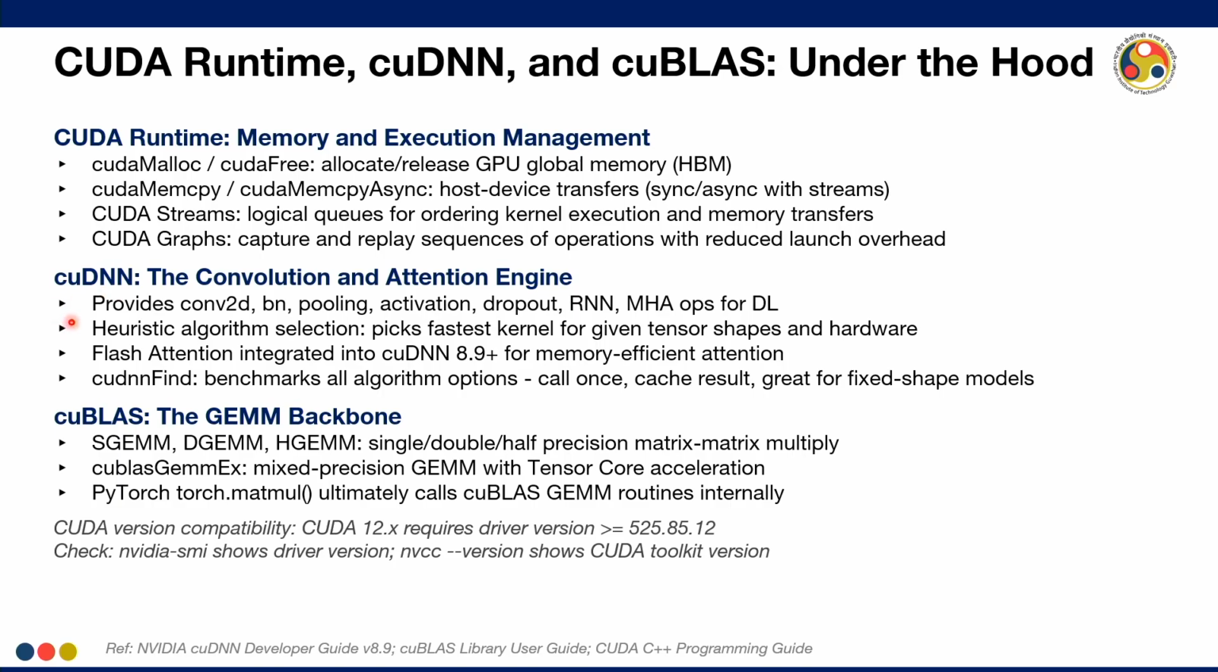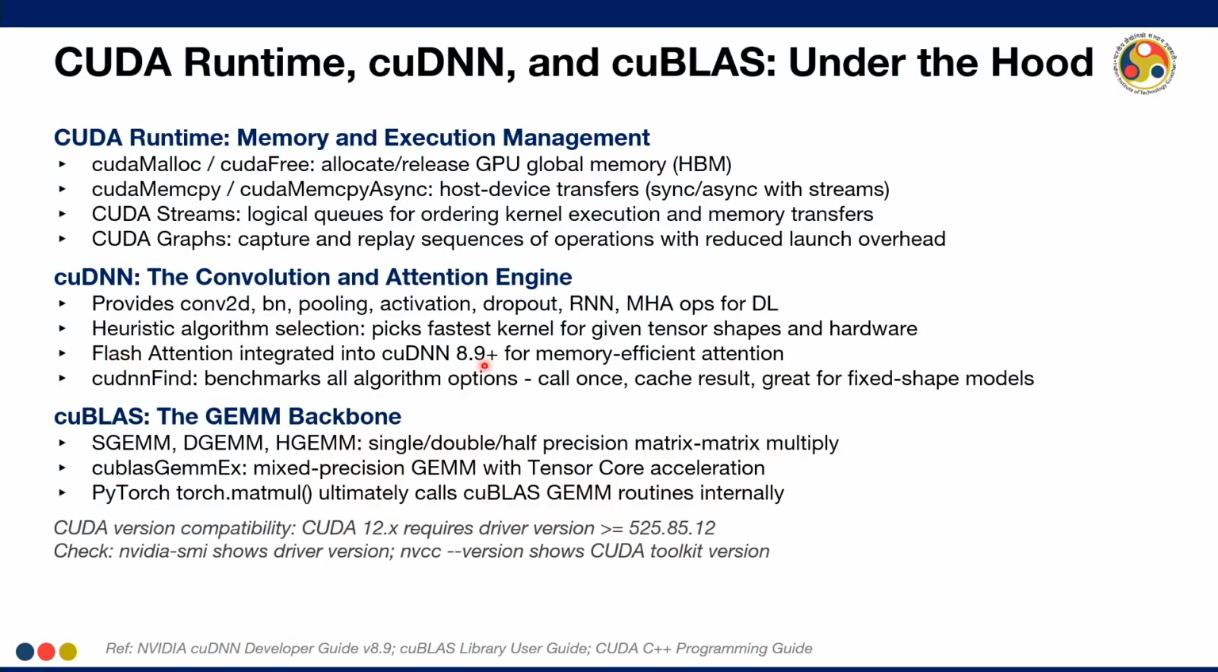The cuDNN, as I have said, provides all your algorithms pertaining to convolution, attention, activation, dropout, be it recurrent neural network or multi-head attention, so whatever you are trying to run, it provides the necessary algorithms for that. And as I said, it heuristically chooses the fastest kernel for the given tensor shapes as well as the hardware. So whatever specifications we give in the compilation stage, or in the model framework, will be taken into consideration as well as the hardware, and based on that the fastest kernel will be chosen, and then the run will happen in the first go.